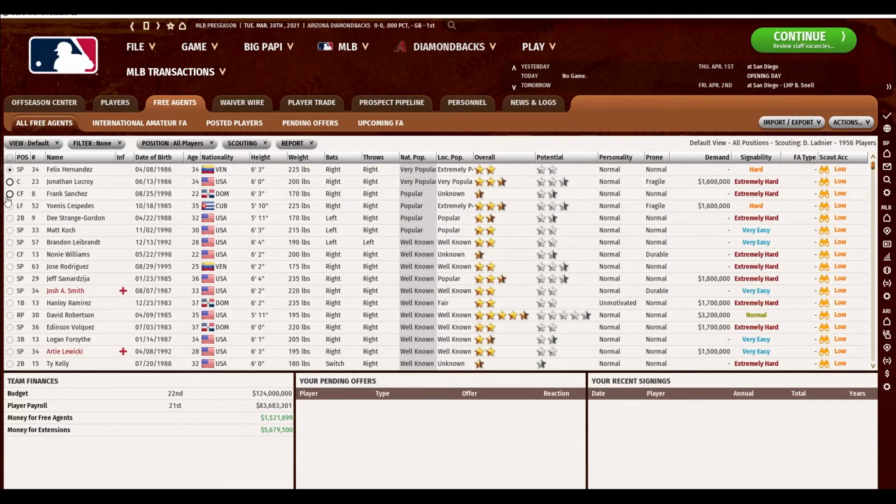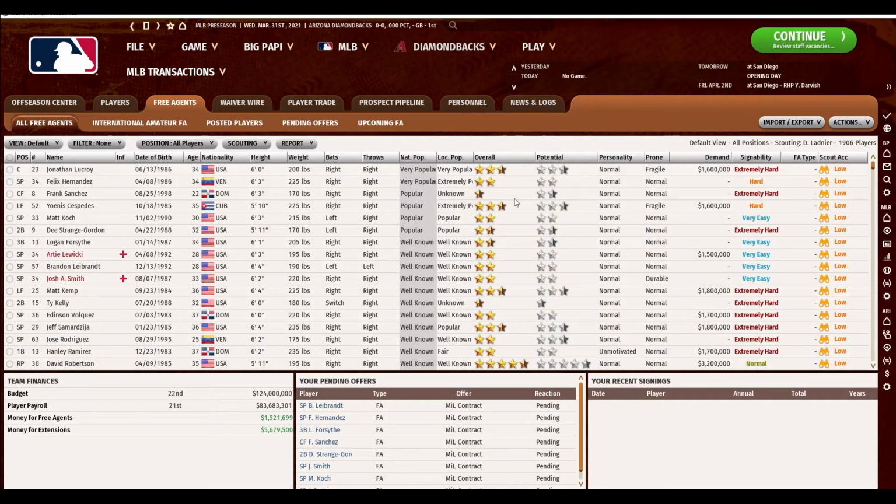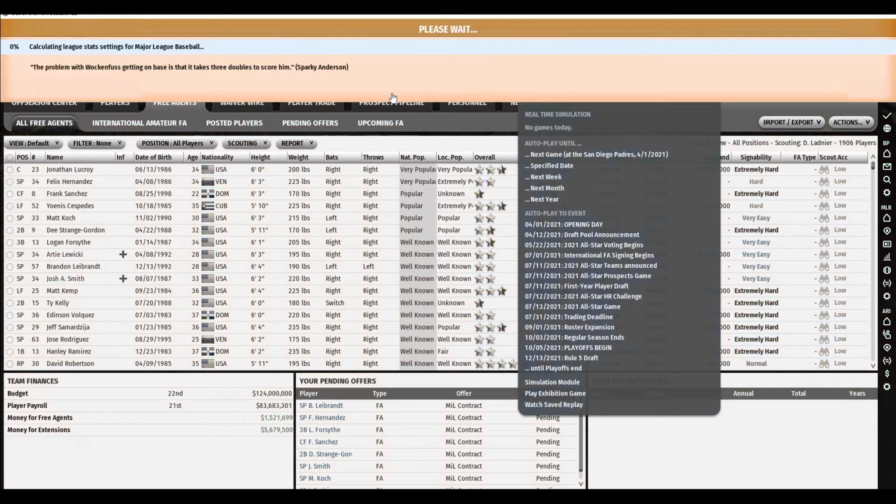So Felix Hernandez, Frank Sanchez is nationally popular, D. Gordon, Matt Koch, Brandon Liebrandt, Jose Rodriguez, Josh Smith, Logan Forsythe. We're going to sign all these guys to minor league contracts because you will get fan bumps for these players. So let's sim ahead a day or two and see if we can get these guys to agree to contracts, and we'll see if we get any sort of fan interest bump.